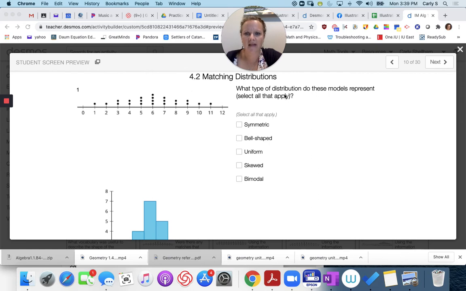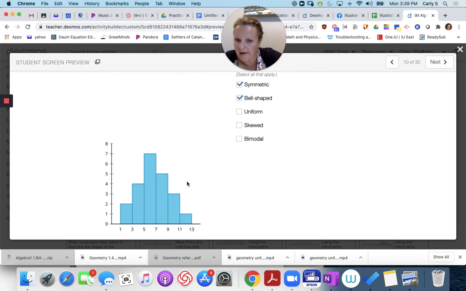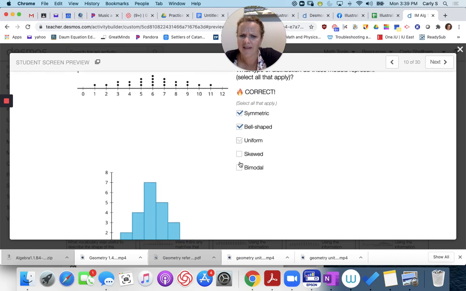Actually, before we do that, let's look at this really close. This is another Desmos activity that has to do with the next part of the lesson. So it's what I was handwriting on the piece of paper. What type of distribution do these models represent? Select all that would apply. So if we look at this shape, it looks very symmetric. It looks bell-shaped, and if I look at this one here, it's bell-shaped too. I think it's uniform. Yep, it's not skewed and it's not bimodal.